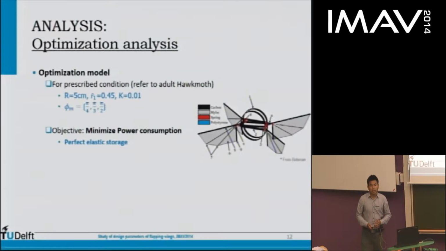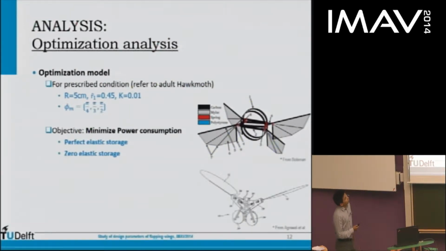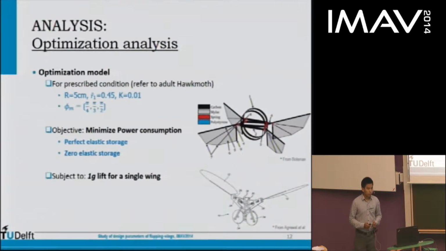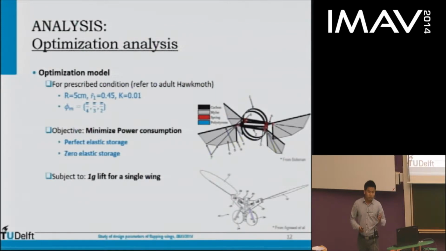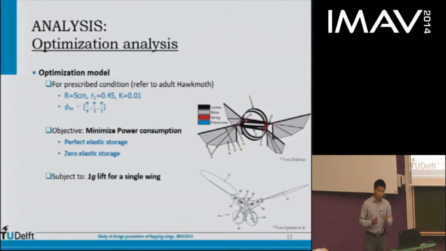If the kinetic power is much more than needed to overcome the drag in the second half, then this power can be either dissipated or stored by the elastic system. And this is the first case. If the extra kinetic power cannot be stored, then this is the case of zero elastic storage. But in reality, the power consumption is in between. This optimization is constrained by at least 1 gram lift generation for a single one.